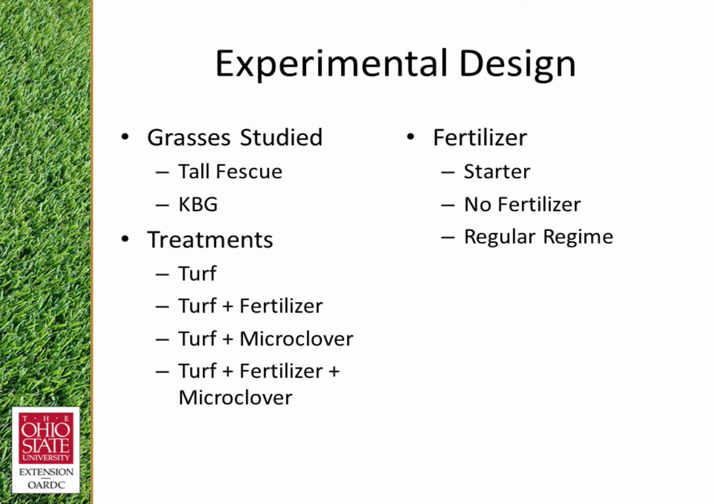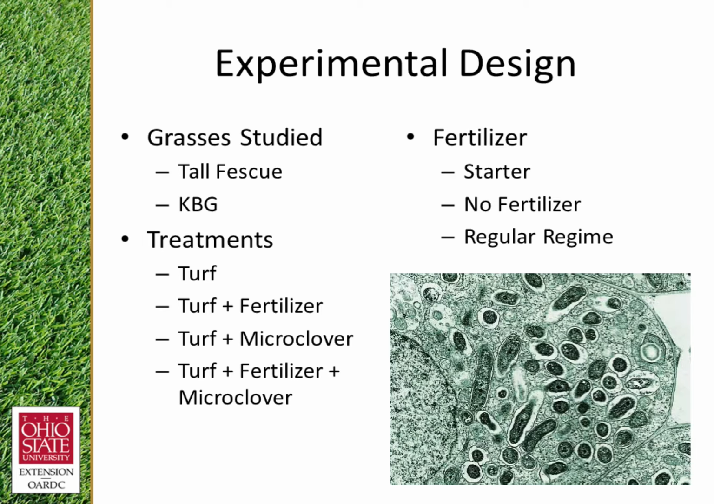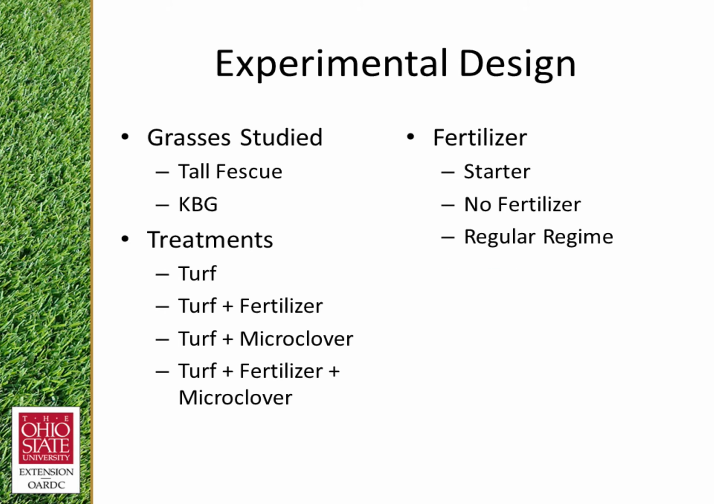So to start off with experimental design, our research covers several dimensions. We are conducting studies on two types of grass, tall fescue and Kentucky bluegrass. They were evaluated under treatments involving clover and fertilizer. Microclover has a symbiotic relationship with rhizobium bacteria, which has the ability to fix nitrogen from the atmosphere and make it available for plant use. From what we understand, using nitrogen fertilizer shuts down the bacteria's atmospheric nitrogen-fixing capability. We wanted to test this out and see its impact.